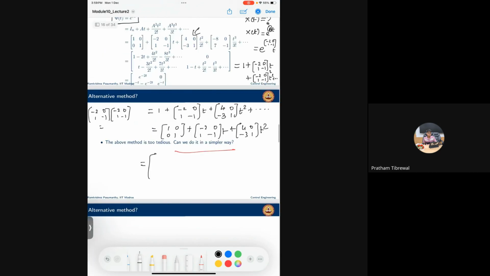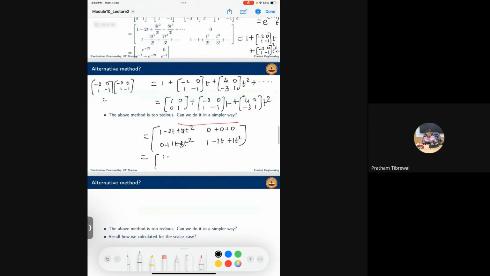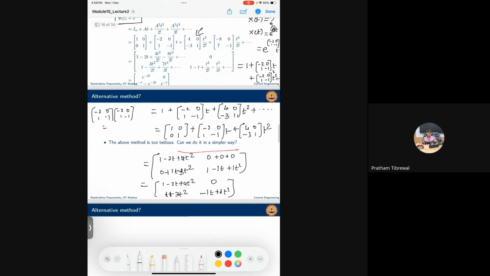This will give me 1 -2t plus 4t square, 0 plus 0 plus 0, 0 plus t -3t square, 1 -t plus t square. So this is the matrix. So after this, 1 -2t plus 4t square, 0, t -3t square, 1 -t plus t square.